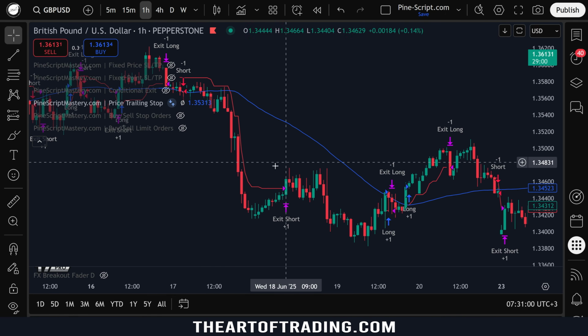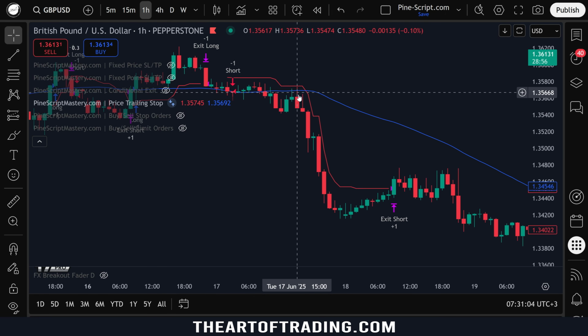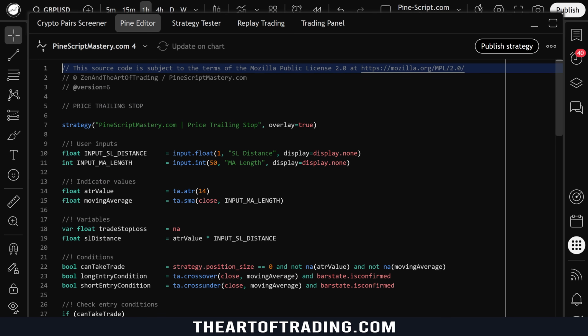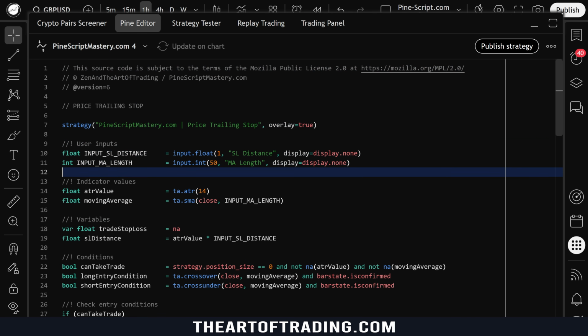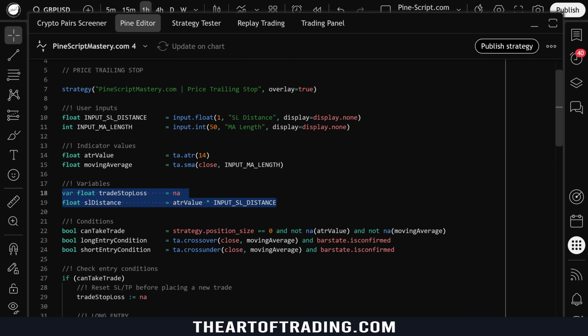So this is pretty self-explanatory. You can see that now, instead of waiting for an exit reason or having a fixed stop loss or take profit, we are now trailing our stop loss like a trend following system. So let's have a look at our code. Again, everything is identical to the previous examples for our entry criteria. The main difference here is the way we handle our stop loss value.